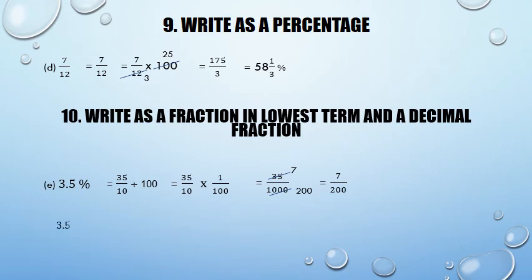Now let us write it as a decimal fraction. So 3.5% is equal to 35 upon 10 divided by 100, which is equal to 35 upon 10 multiplied by 1 upon 100. And this is equal to 35 upon 1000, which is equal to 0.035, which is a decimal fraction.